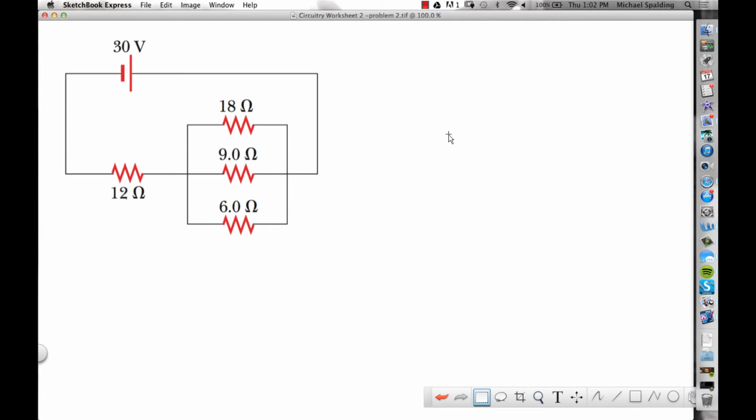This is problem 3, question 3 on Circuitry Worksheet number 2. So you guys have the questions on the worksheet. I'm not going to put them on the screen because I need the room to solve it.